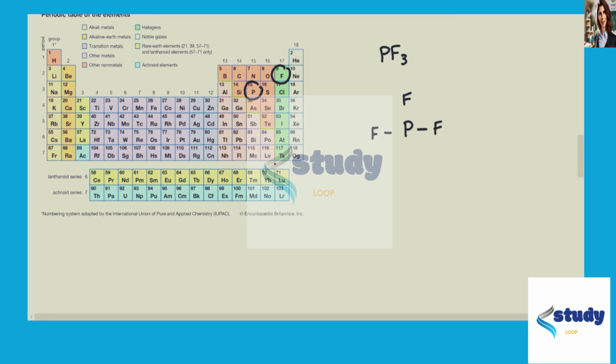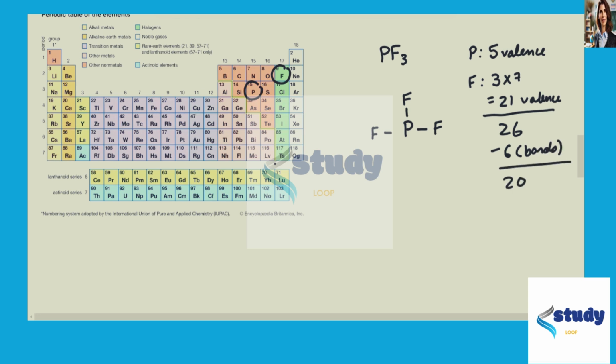Then we draw a single bond between P and the three Fs, and that accounts for 6 electrons, as we know. We're also going to count our valence electrons to see what's left to be put in lone pairs around the atoms. Phosphorus, being in group 15, has 5 valence electrons. Fluorine, being a halogen, has 7, but there are 3 of them, so 3 times 7 equals 21 valence electrons. So we have a total of 26, and we have 6 taken care of in bonds.